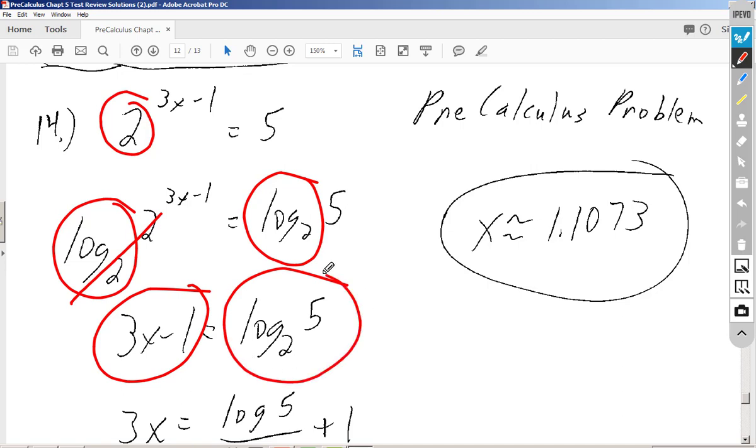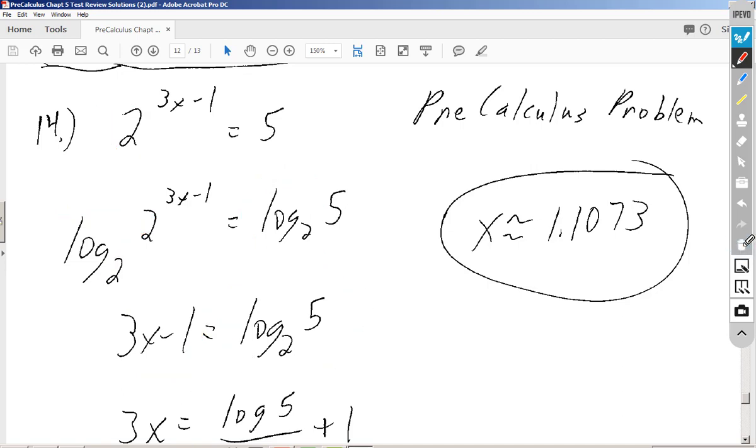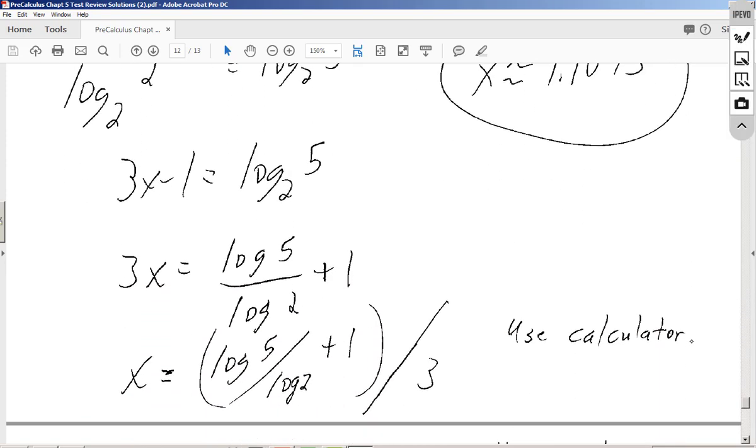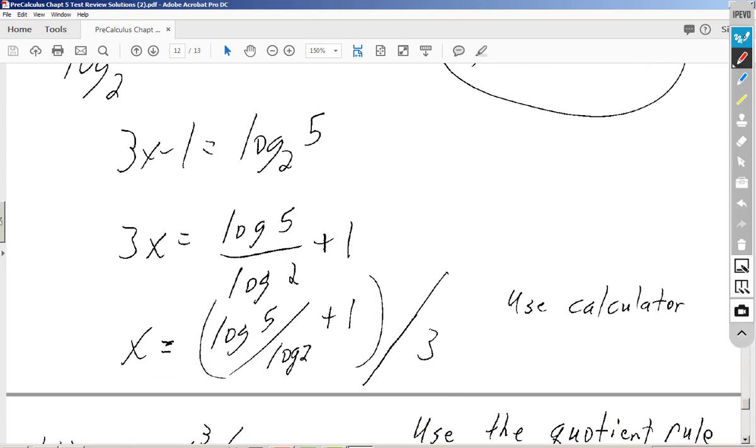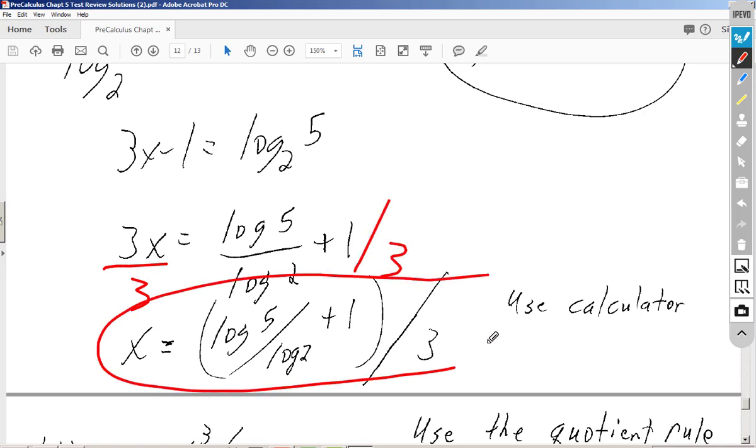Now log base 2 of 5, I'm going to use my change of base formula. So remember my change of base formula is log 5 all over log 2. You can also use the ln. That would also work with your change of base formula. So the ln of 5 all over the ln of 2. Either one works. So now I'm just going to go ahead and finish this off by dividing both sides by 3. Now when you're done with that, you just go ahead and put that into your calculator.